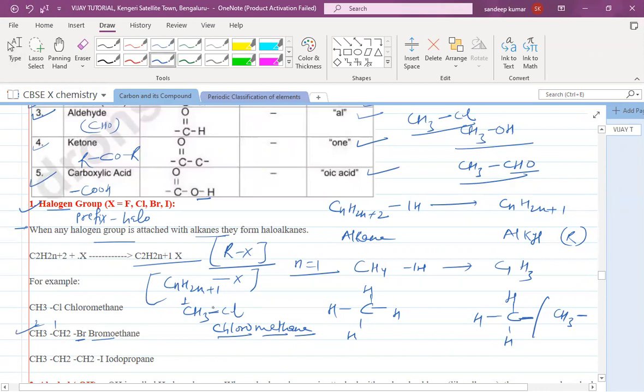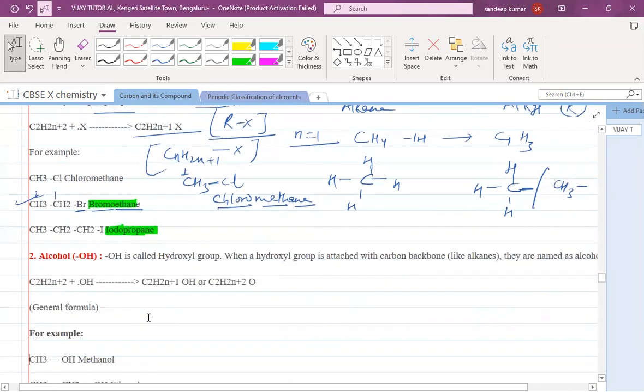Bromoethane. This is bromoethane because 2 carbon atoms are there. This is what? Bromoethane. Am I clear? Similarly, you can see here iodine is there. CH3, CH2, CH3. For iodine, we are using iodo. How many carbon atoms are there? 1, 2, 3. So it is propane. This is iodopropane. In this way, we are naming the halogens family.